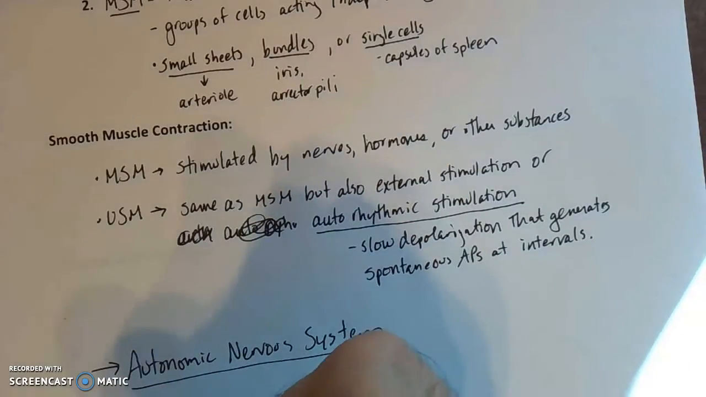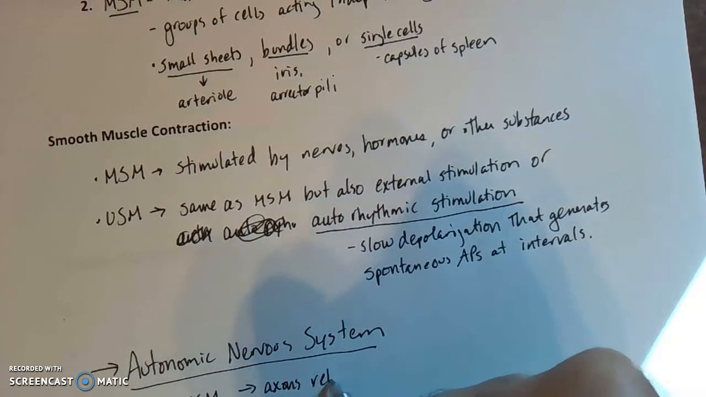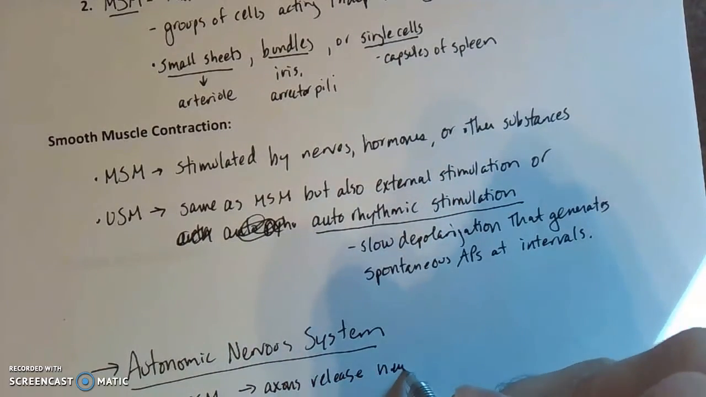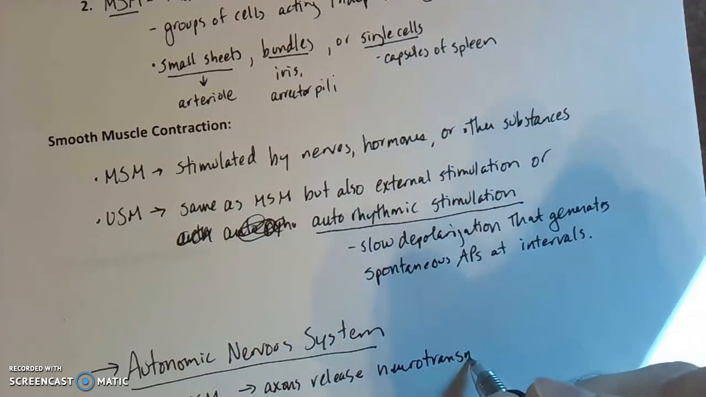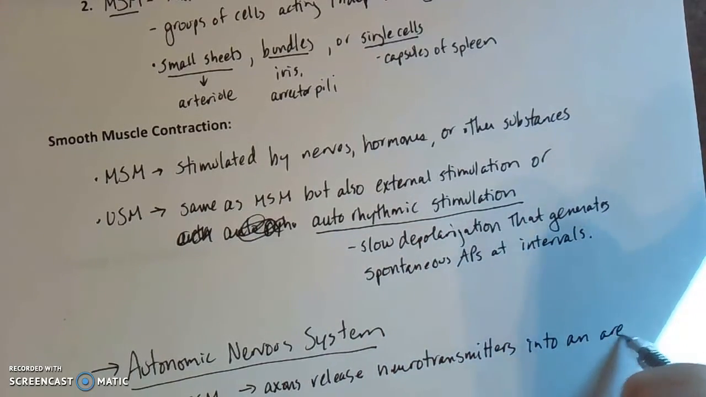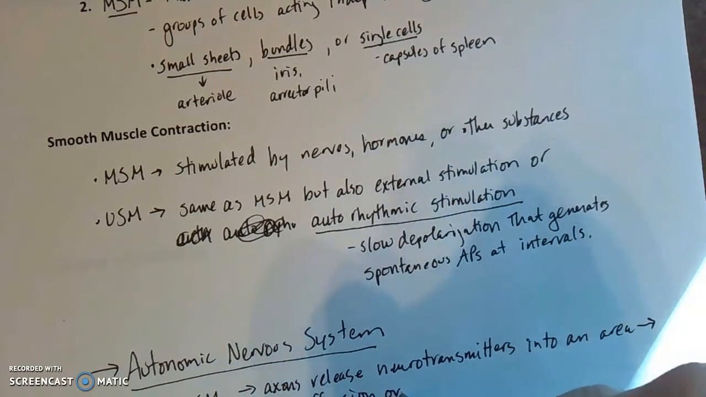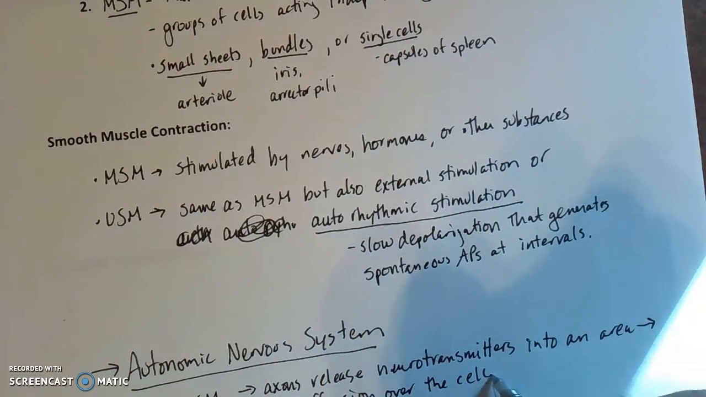So in the USM, axons release neurotransmitters into an area, and we rely on diffusion over the cells. So it's like bathing all those cells in an area. So instead of having that motor end plate, it just kind of spreads out over the whole thing. So the whole unit contracts as one.